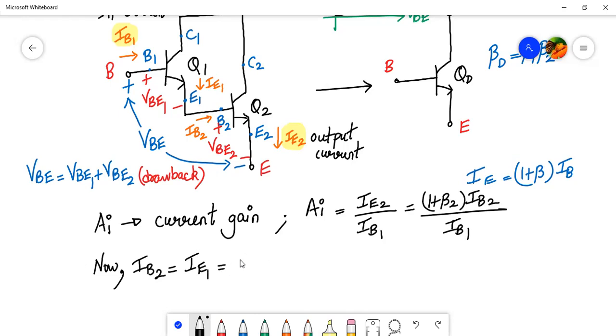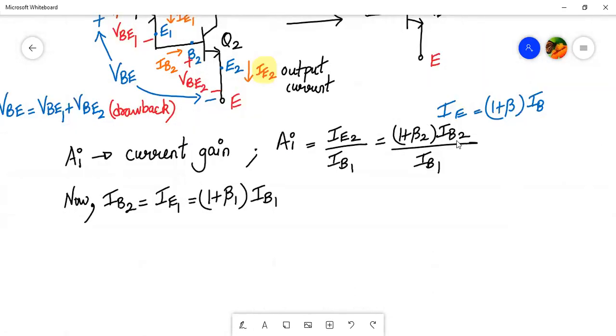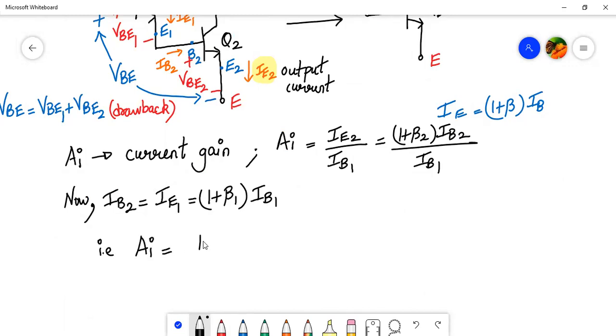And what is IE1 can be written as 1 plus beta 1 times IB1. So now what we'll do is we'll replace IB2 with 1 plus beta 1 times IB1. So I can write that AI, which is the current gain, is given by 1 plus beta 2 into IB2, which will be replaced by this term over here. So let me mark this. So this IB2 will be replaced by this term over here.